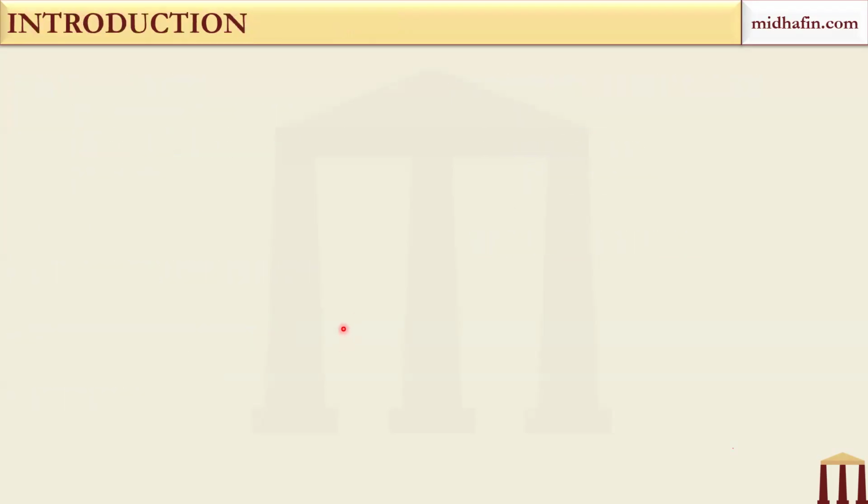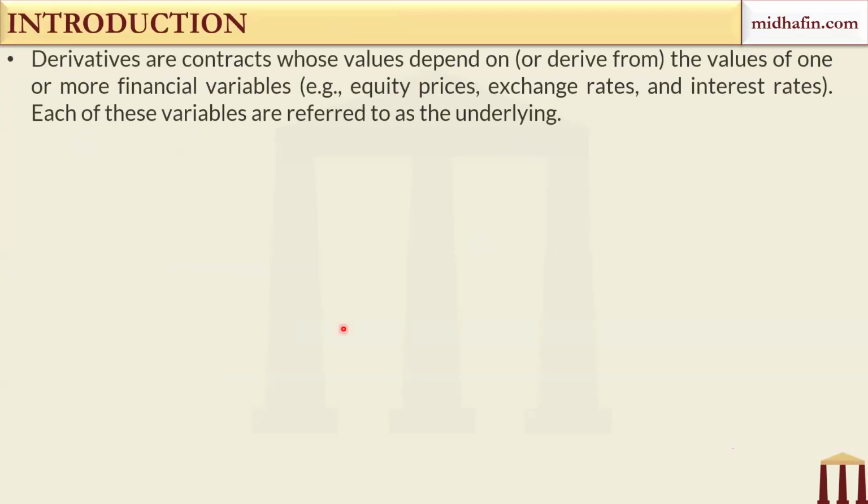Okay, so let's start by introducing what are derivatives. Derivatives are contracts whose values depend on, or are derived from, the values of one or more financial variables. What are the examples of these variables? You can have equity prices, exchange rates, or interest rates as variables. Each of these variables will be referred to as the underlying asset.